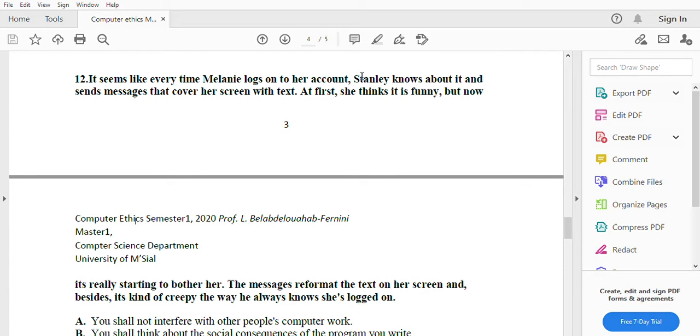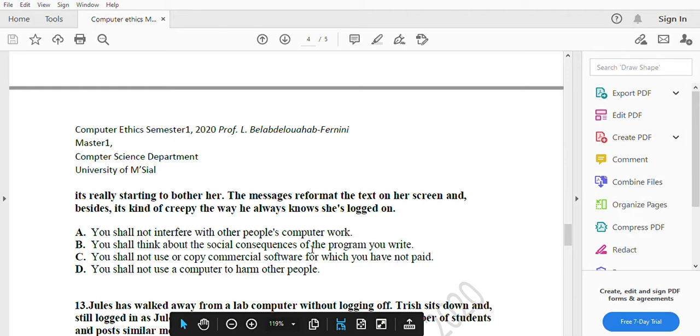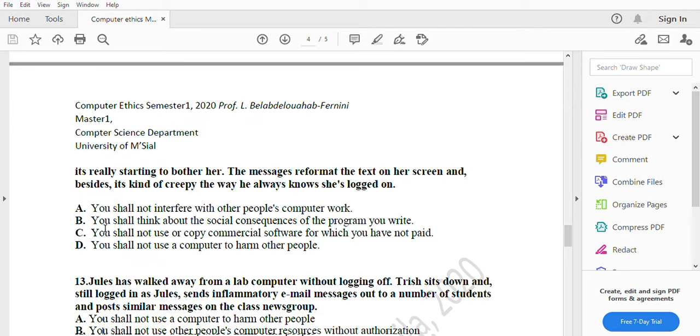It seems like every time Melanie logs onto her account, Stanley knows about it and sends messages that cover her screen with text. At first, she thinks it's funny, but now it's really starting to bother her. So the messages reformat the text on her screen, and besides, it's kind of creepy the way he always knows she's logged on. Of course, everybody would feel disturbed this way, and of course it happens for so many people.